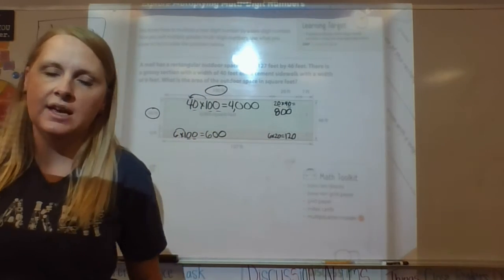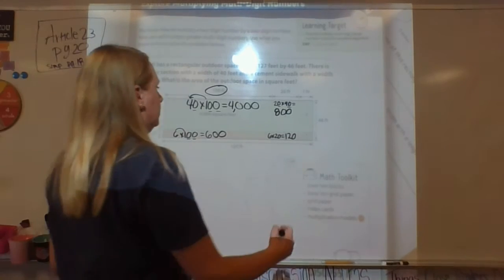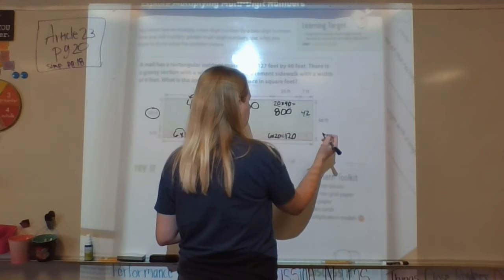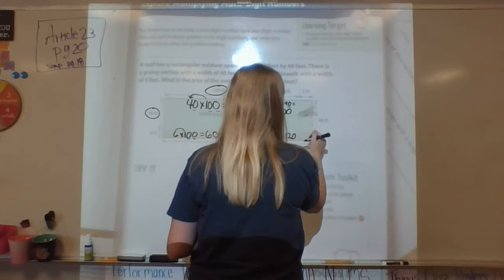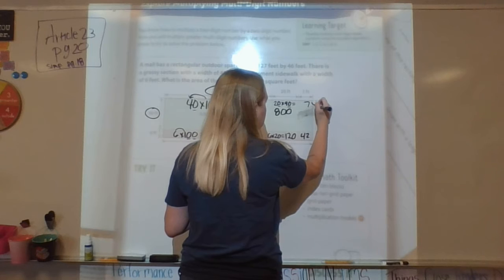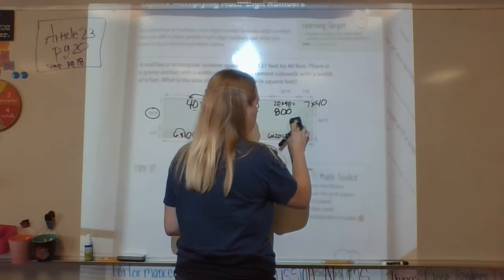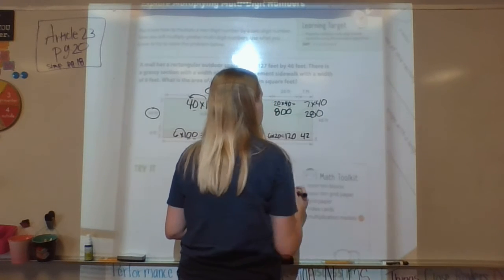Well, what is 7 times 6? You guys can use your multiplication charts if you'd like. It's 42. Oh wait, I did that one wrong, you guys. That goes down here. 7 times 6 is 42. Up here we have 7 times 40. Well, 7 times 4 is 28. Then we attach the 0.